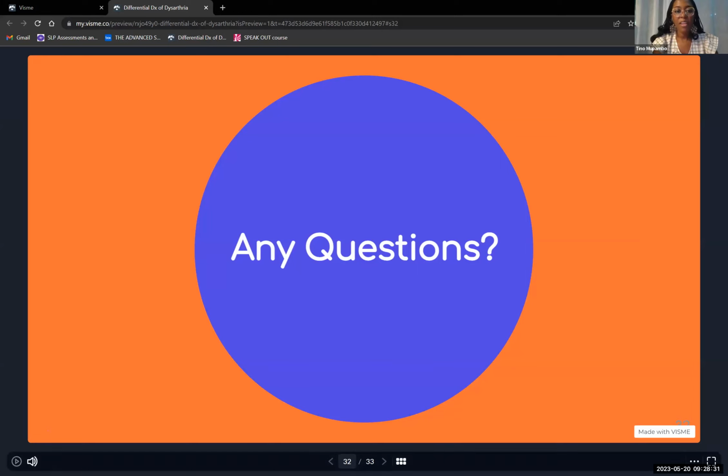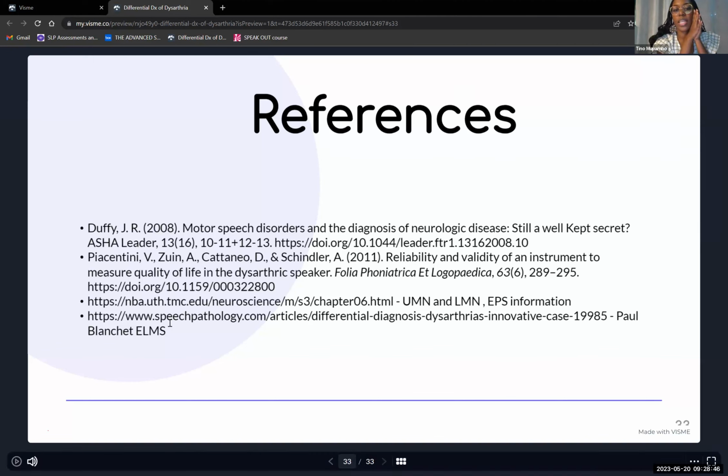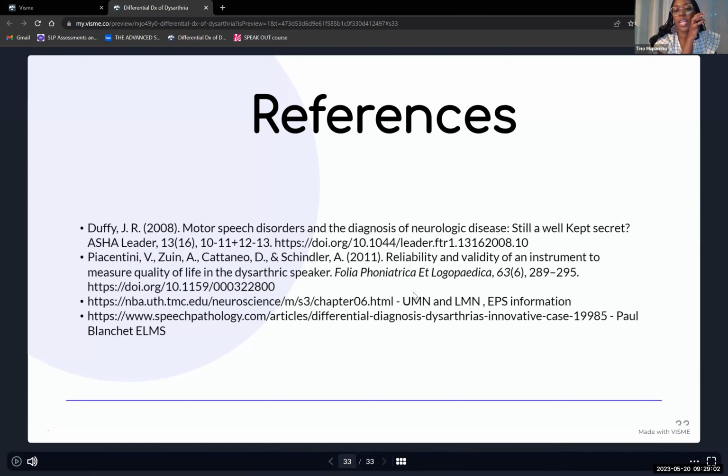Okay, awesome. I'm also going to jump into a bit of the references. They're just put on there towards the end. I was kind of throwing caution to the wind in terms of APA, but I also included the ELMS analysis article right there at the bottom by Paul Blanchett. If you want to jump into reading that, it is pretty helpful as it lays out what we talked about today. The funny thing is I found it at the very end of creating this whole thing, but it's a good one. And then this is a textbook online that helps you understand upper motor neurons, lower motor neurons, the extrapyramidal system, if you still need all of that. And this was the motor speech disorders paper by Duffy that I talked about. And obviously we have the quality of life measure for the dysarthric speaker.